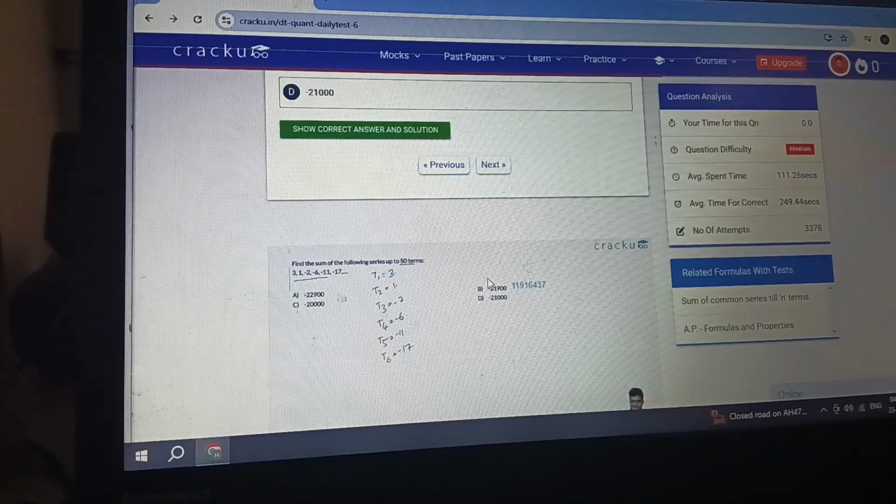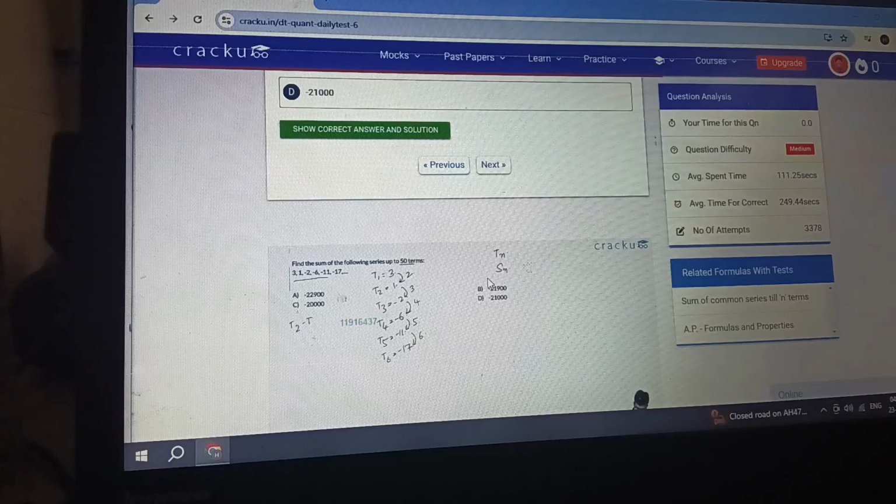Is there a pattern that we can see? The difference between the first term and the second term is 2. The difference between the second term and the third term is 3. The difference between the third term and the fourth term is 4. Then the difference is 5 and then the difference is 6. So here there is a pattern. What we'll first do is find out the nth term, that is Tn, in terms of n. And after that we'll find out the sum of the first n terms, which is Sn. Once we do that, we'll just substitute the value of n to be equal to 50 to get the answer.